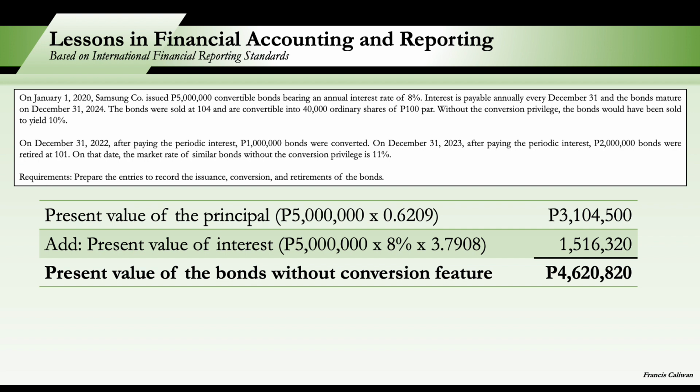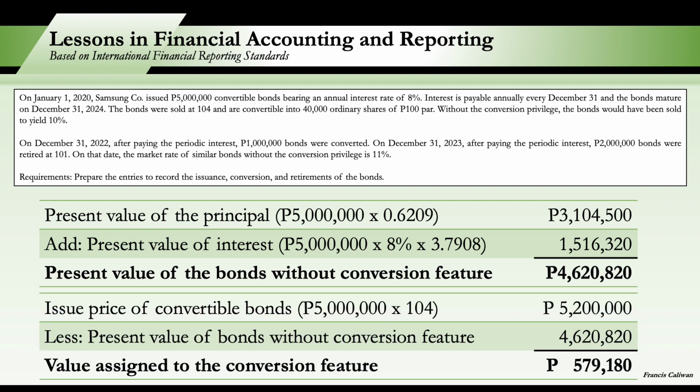3,104,500. Add the present value of interest, which is 5 million times the nominal rate of 8% times the ordinary annuity factor for 10%, 5 years, 3.7908. So our present value for the periodic interest is 1,516,320. So the present value of the bonds payable without the conversion feature is 4,620,820. And that amount will be deducted from our issue price, which is at 104.